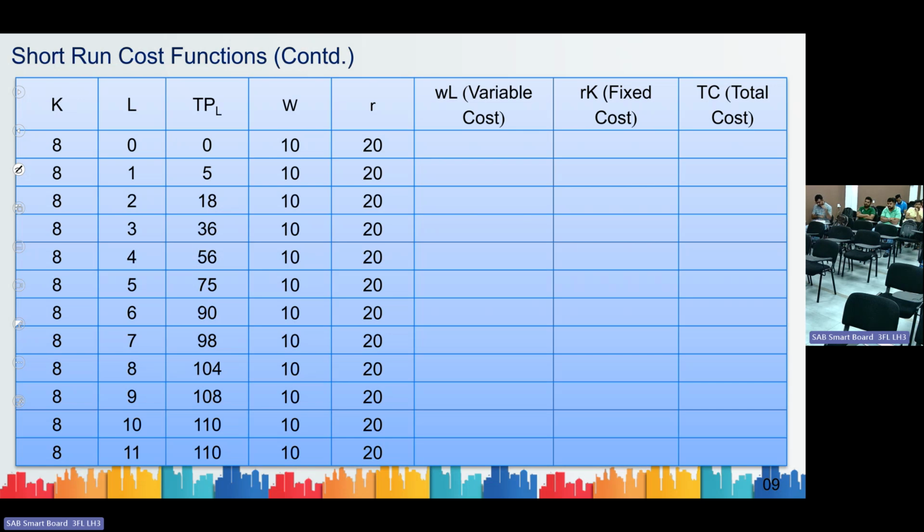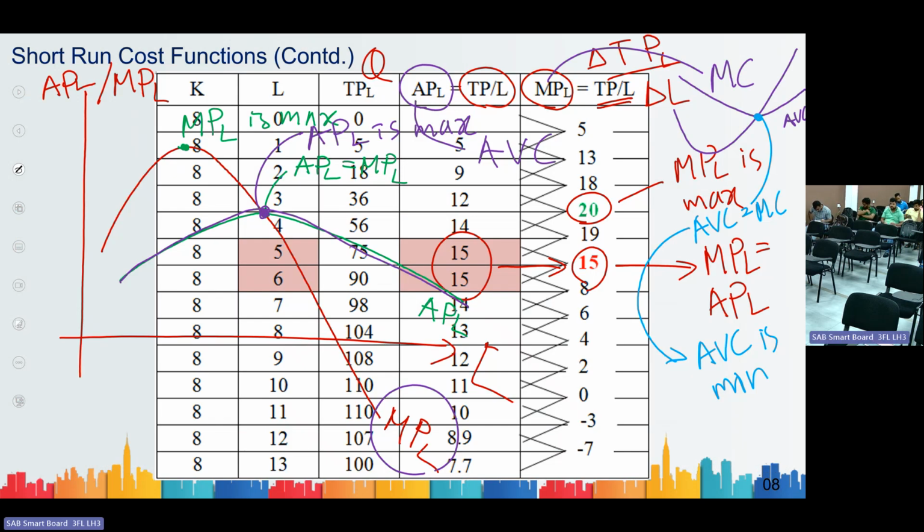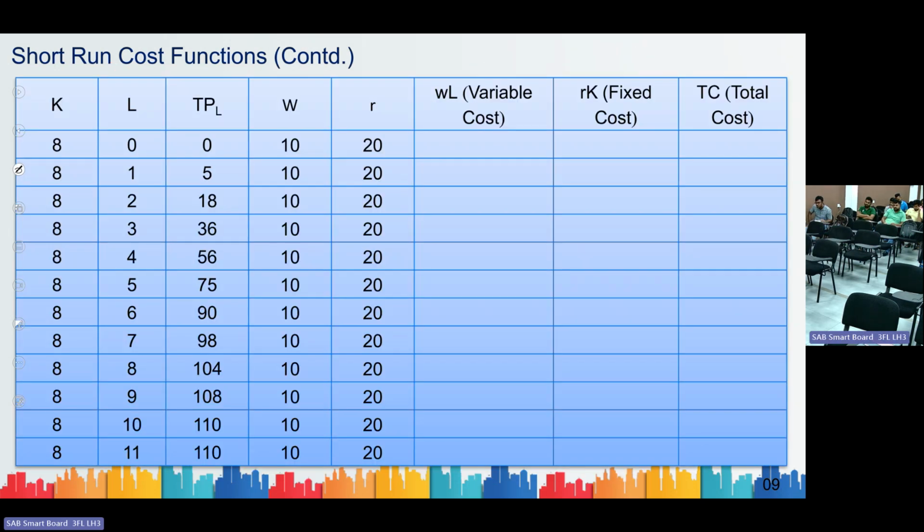So can you calculate these values? The same level of capital and labor as shown here are listed in this table as well. And these are the same quantity values, output values, Q. And this is the wage rate. This is the unit price of capital, R. Wage rate remains constant. R, the unit price of capital, remains constant.